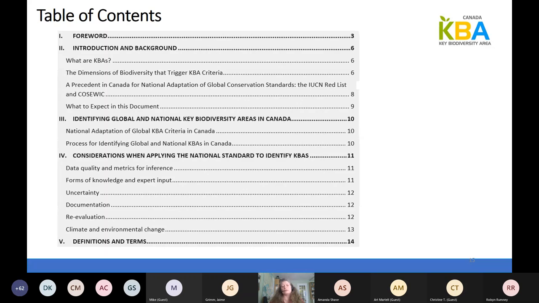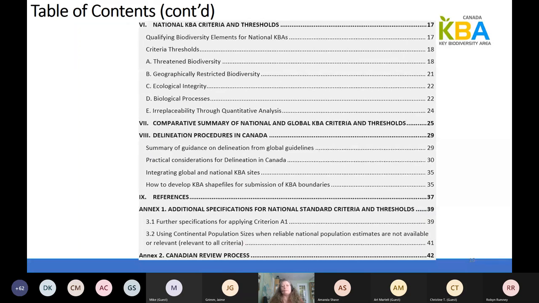But also what the process would be for identifying the distinction between global and national KBAs. And then really looking at the actual criteria and how they will be adapted, and we'll get into that in a second as well. We did bring in other considerations that were specific to the Canadian context, and also a little bit of information about the process as it's looking, so that we could have it all available in one standard, and then some definitions and terms. The KBA criteria themselves are displayed, also comparing against the global thresholds.